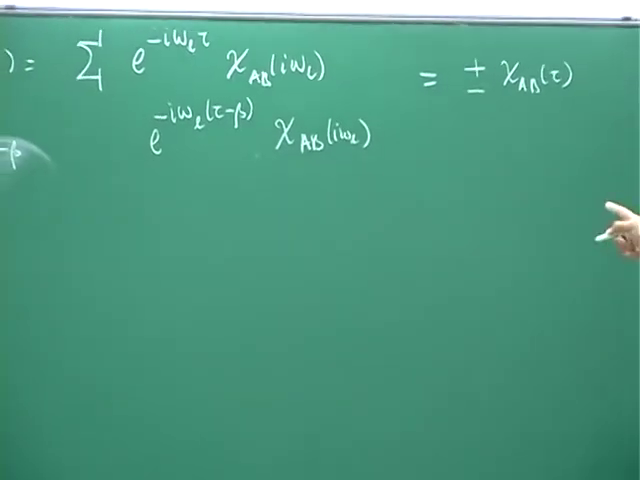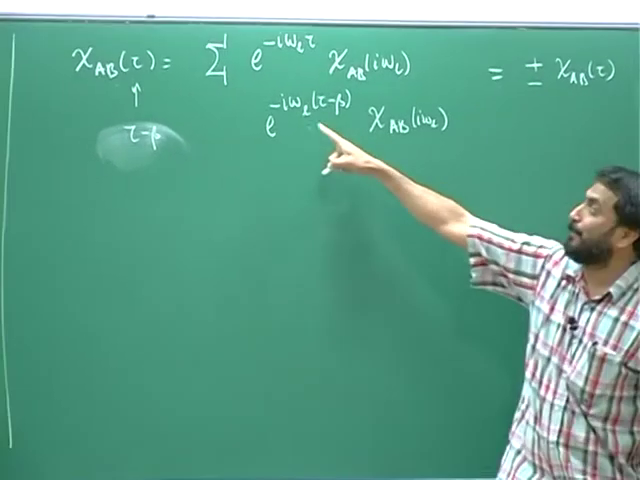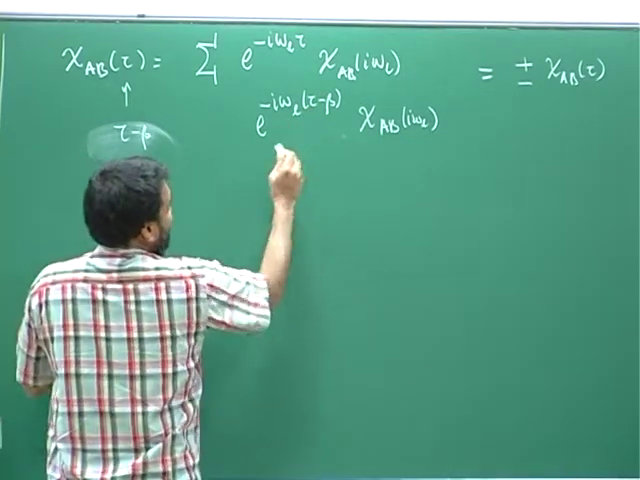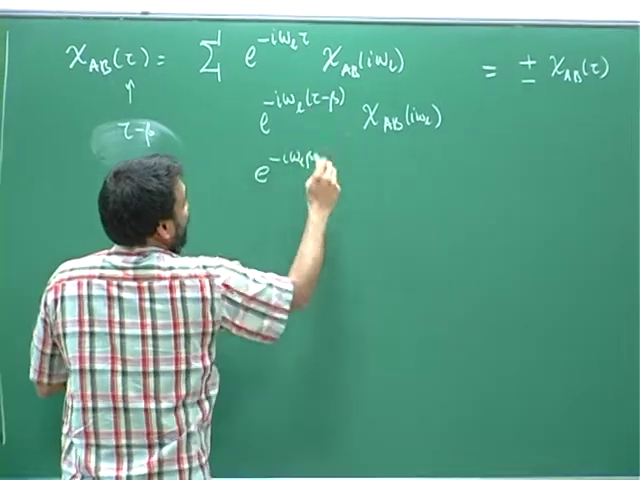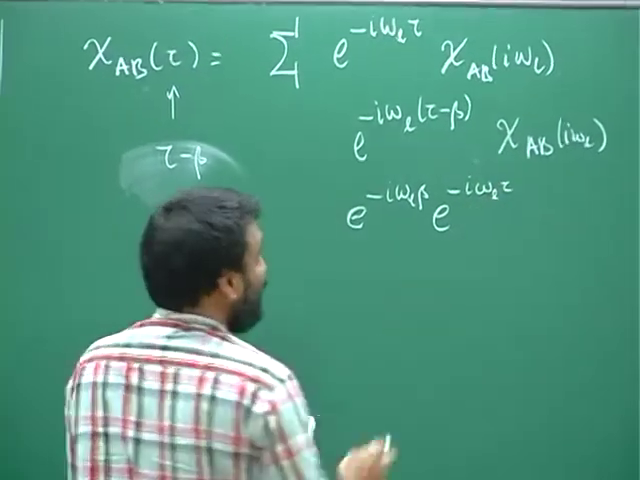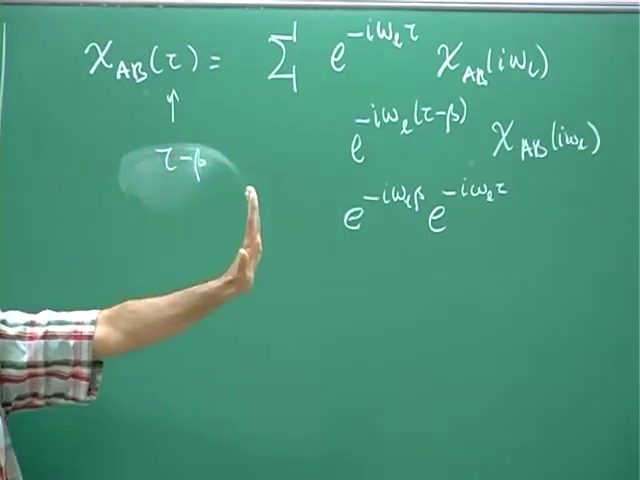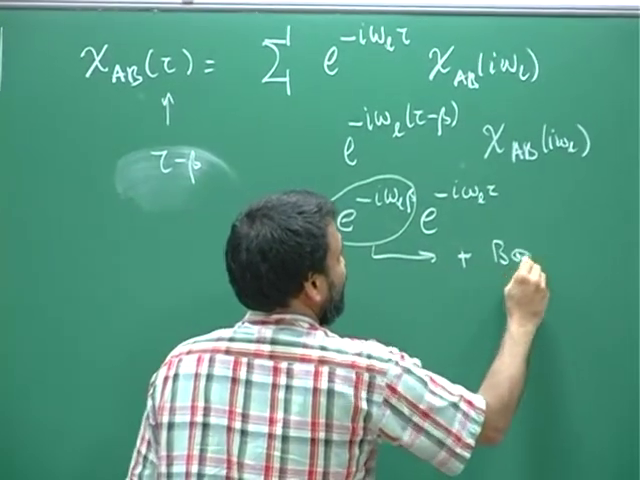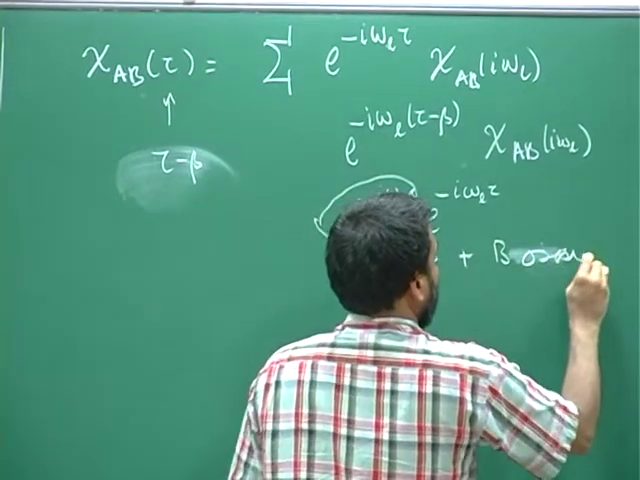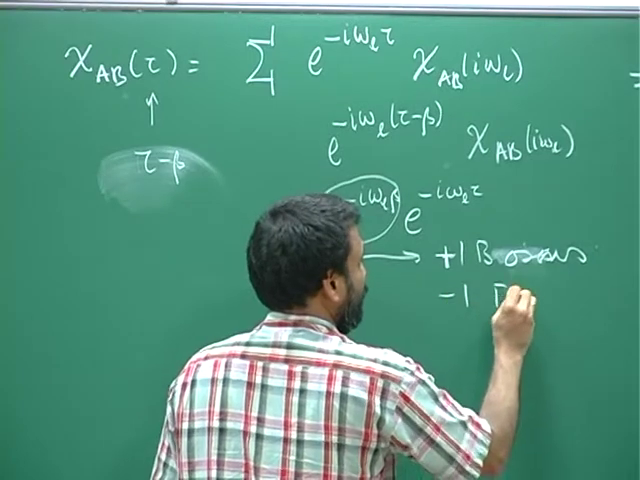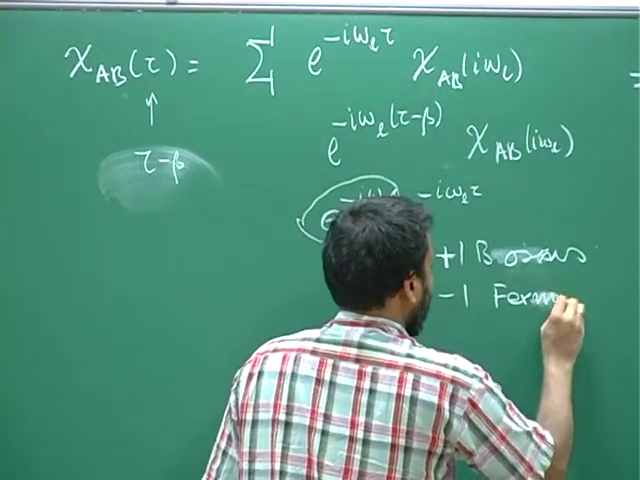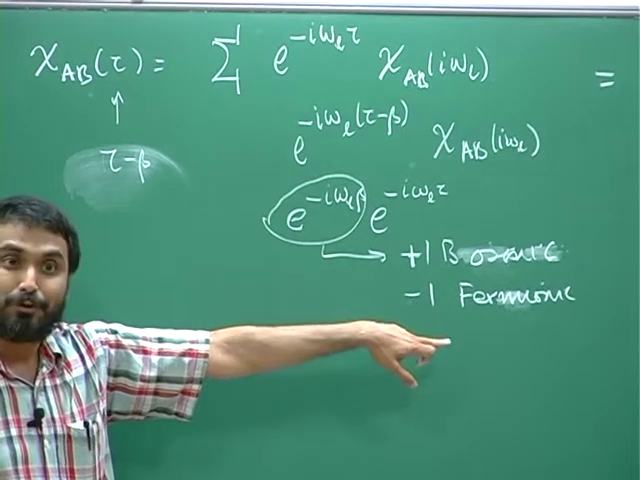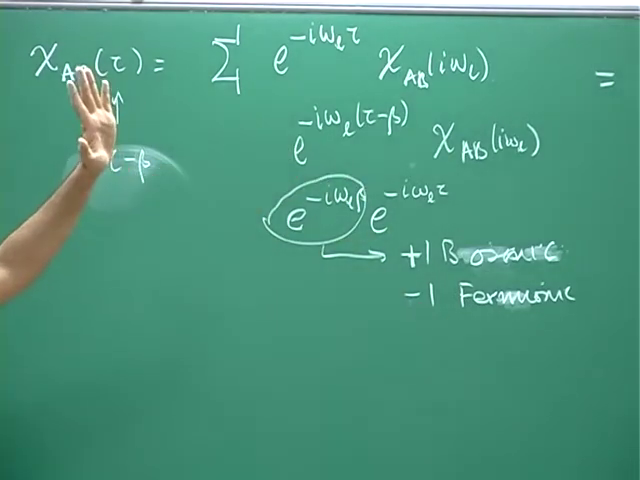So if that has to happen for every tau positive, then that tells me something about this guy. What does that tell you? Because you can see that this quantity I can factor out, I can just take the e to the minus i omega_L beta multiplied by e to the minus i omega_L tau, and since these two are equal for all positive taus, that means for the bosonic case this must be positive. This is plus 1 for bosons and minus 1 for fermionic operators, right? So this should be plus 1 for bosonic operators and minus 1 for fermionic operators. Then that identity will be identically satisfied.